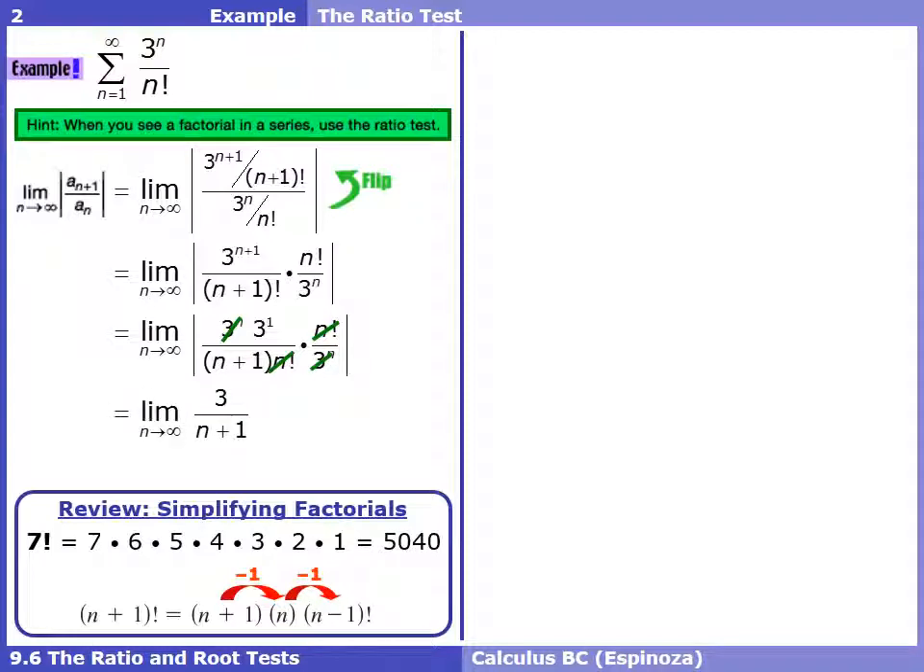And once we do all that, now we're left with a nice and easy limit to take. Of course, now I'm going to drop off the absolute value like I mentioned earlier, but we could have done that back at that first step. But now we're ready to take the limit. 3 over n plus 1 as we go to infinity is equal to 0. And again, as long as we get a number that's less than 1, and certainly 0 is less than 1, we can come to the conclusion that our infinite series up here converges absolutely by the ratio test.